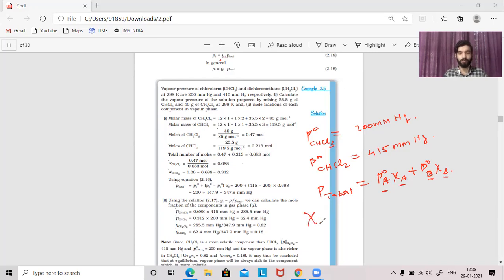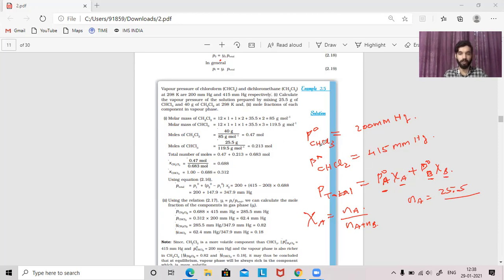So the mole fraction of A is the number of moles of A divided by the number of moles of A plus the number of moles of B, right? Let's take A as chloroform. So what is the mass of chloroform given? 25.5 grams of chloroform is given. We know number of moles is given mass by molar mass. So it is 25.5 divided by the molar mass of chloroform, CHCl3, right?